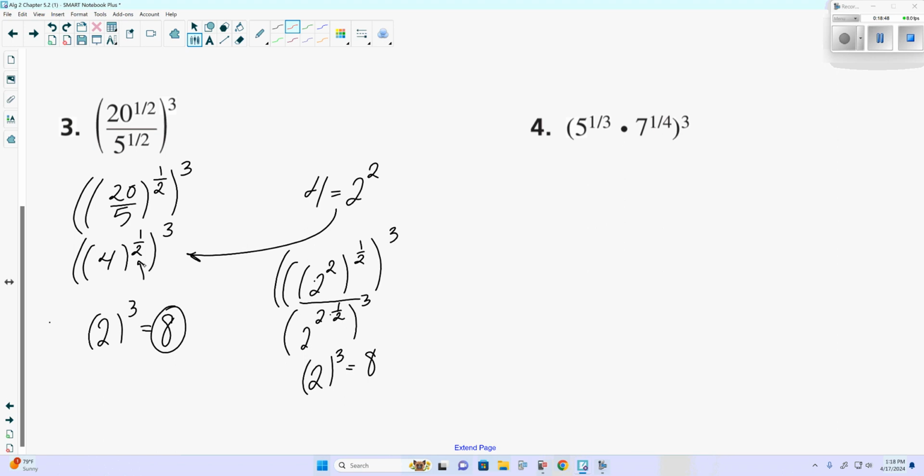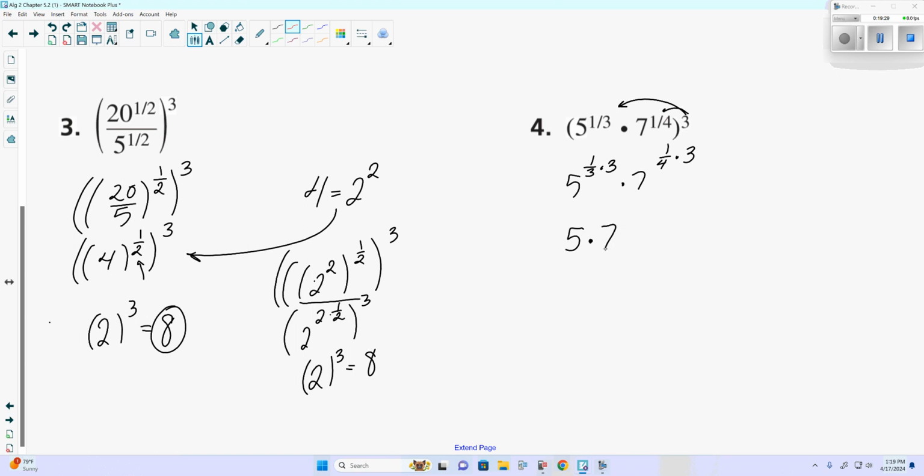Number 4, 5 to the 1/3 times 7 to the 1/4, all to the third power. Well, powers aren't the same, so we need powers of powers. So 5 to the 1/3 times 3 times 7 to the 1/4 times 3. What is 5 to the 1/3 times 3? Well, 1/3 times 3 would be what? It'd be 1. 3 over 3, which is 1, so it'd just be 5.